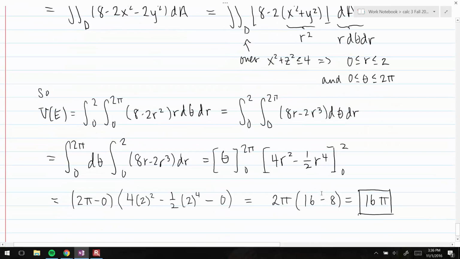I decided to do this a little differently than the last one, in that I have the integrand completely in terms of r after simplifying. So I can break this up into two integrals and integrate one over theta, and then I have the integral in terms of r. It's a bit of a time saver. I do this evaluation, simplify my result, and I get 16 pi. So that's it for this section.